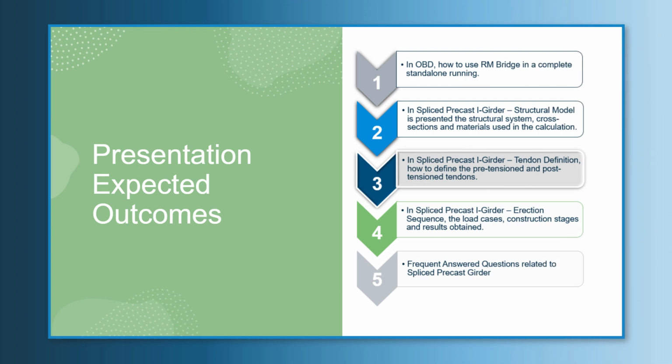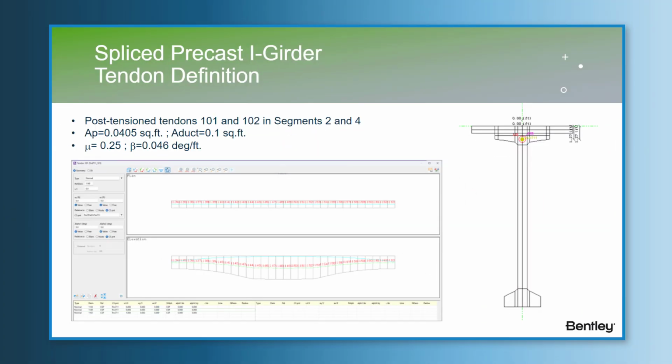Now let's see part 3, Spliced Precast Girder Tendon Definition. In this chapter, we are going to talk about the tendons defined in our model. Here we have the first tendon installed on stage 03 on segments 2 and 4.